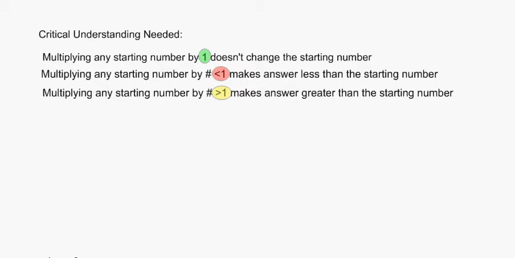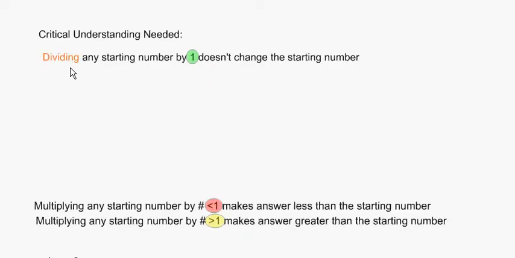So here were the critical understandings we needed for multiplication, and I'm going to go through and modify them one at a time for division, and please pay close attention to see what happens so that our students can understand what they should be expecting when they come up for answers. So if we change multiplying to dividing, any starting number divided by 1 doesn't change the starting number. So 6 divided by 1 is still going to give us 6, and a half divided by 1 is still going to give us a half. So that identity of 1 is critical, and everything's going to be relative to that.